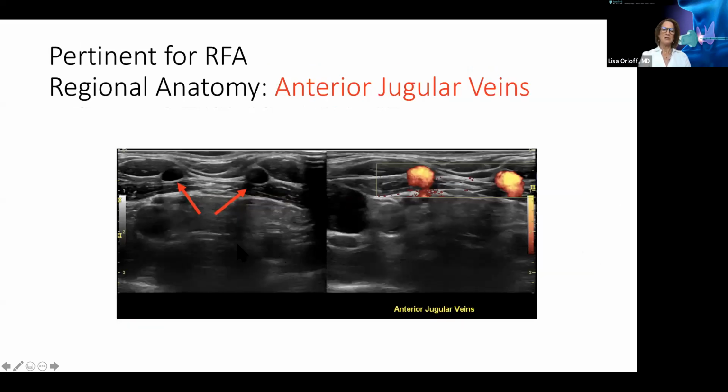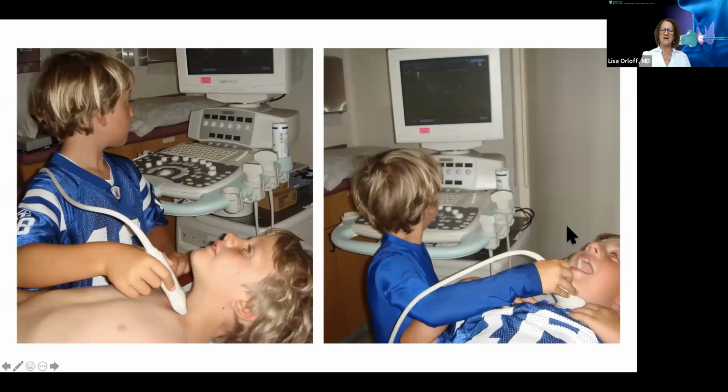Something else that we're usually not accustomed to looking at are the anterior jugular veins, just superficial to the strap muscles, but are usually compressed when examining the thyroid. And here you see them in Doppler.